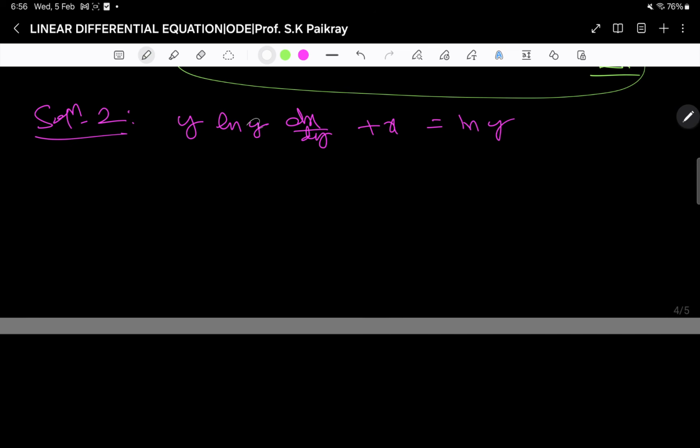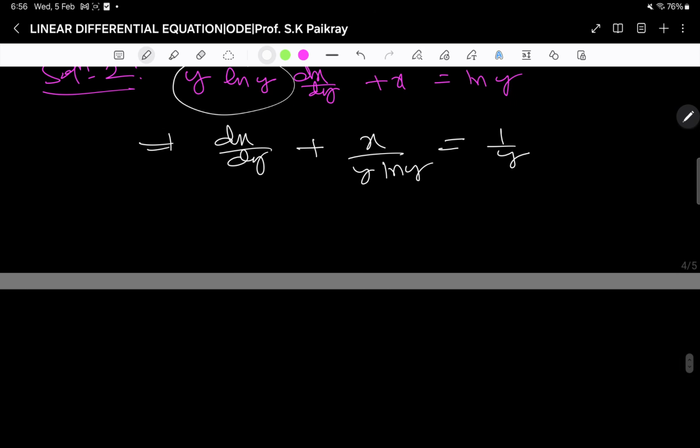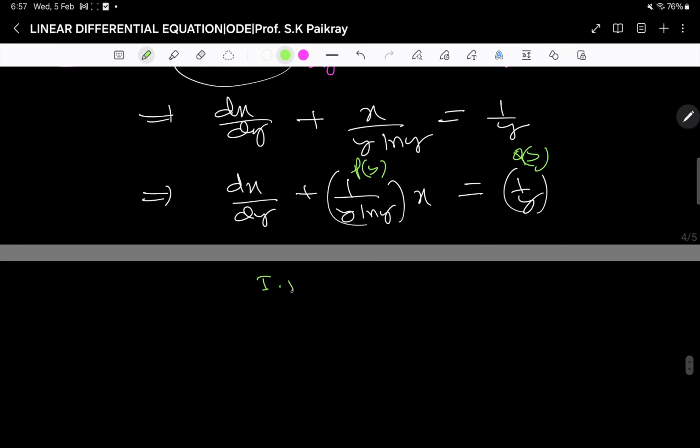Now you divide this, so that means dx by dy plus x by y ln y is equal to 1 by y. So I can arrange it as dx by dy plus 1 by y ln y into x is equal to 1 by y. So this is my p of y, this is my q of y. Now your integrating factor is e to the power integral of 1 by y ln y dy.